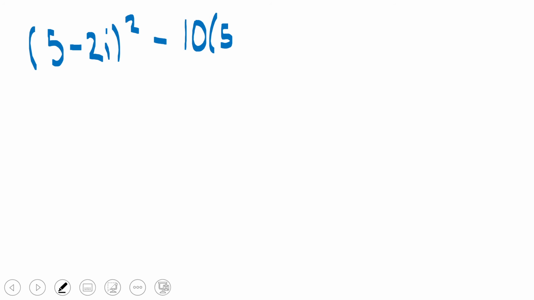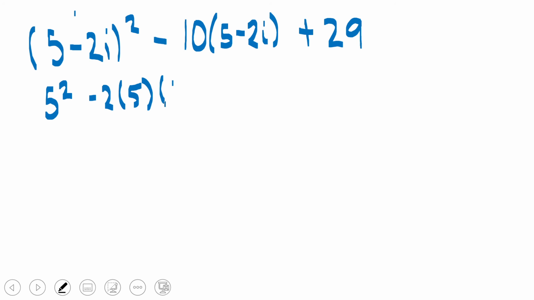Okay, so we also check 5 minus 2i squared minus 10, plugging in this x as the 5 minus 2i in the grouping for the x. So 10 times 5 minus 2i, all plus 29. This is the square of a difference. Where did it come from? It came from 5 squared minus 2 times 5 times 2i in the middle plus 2i squared.